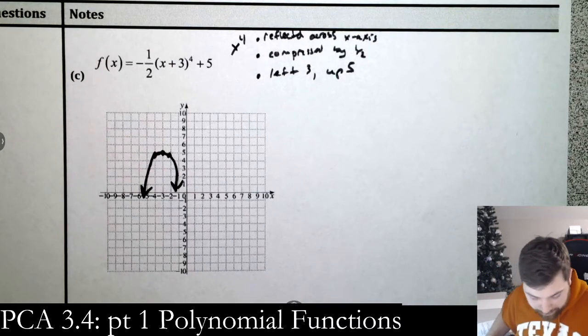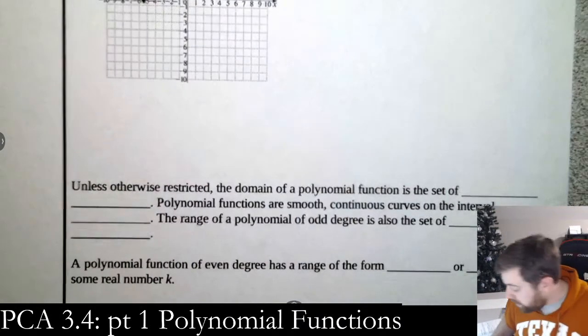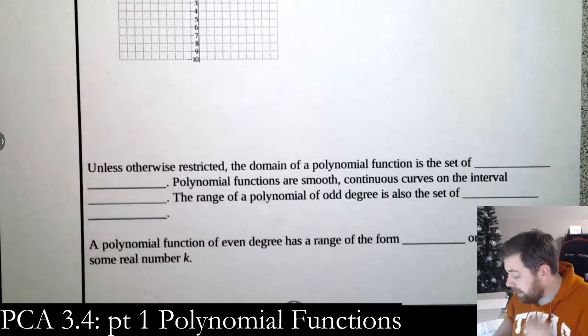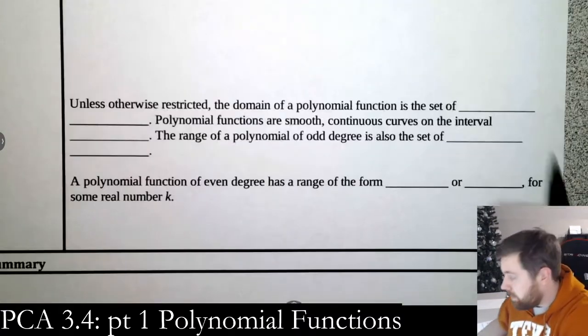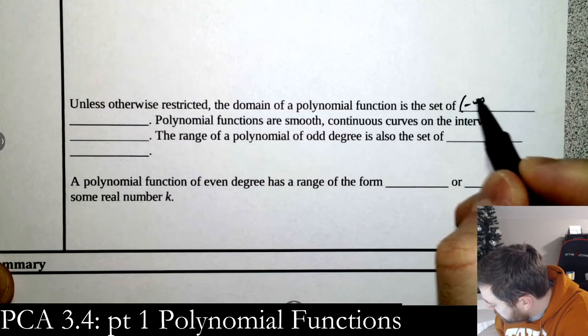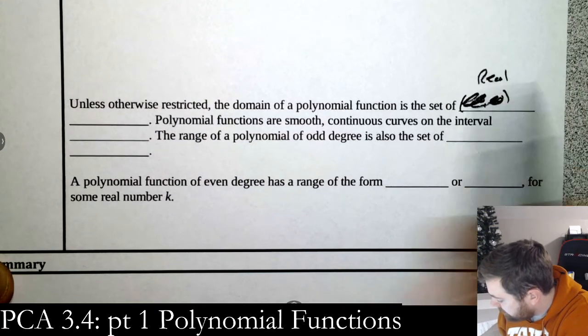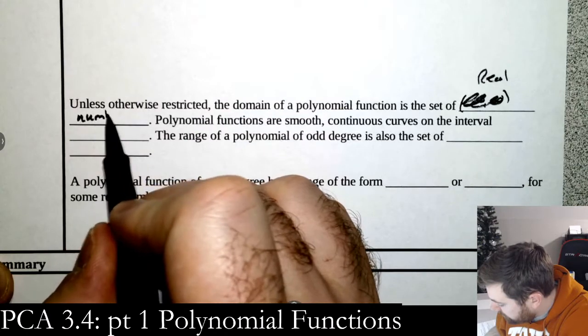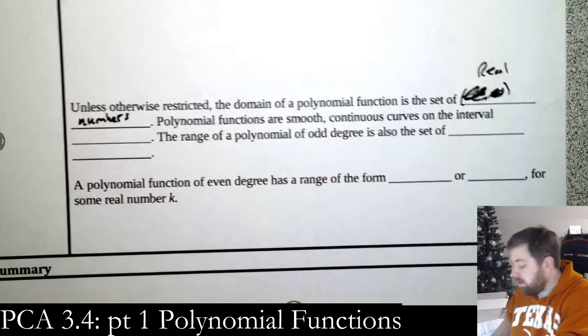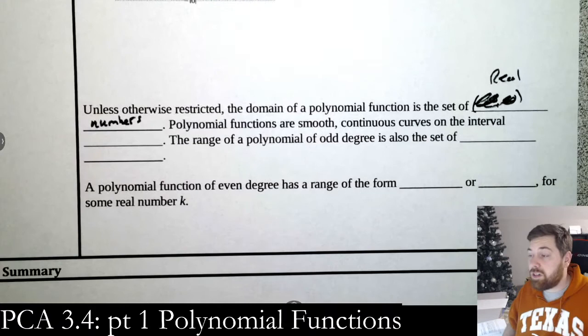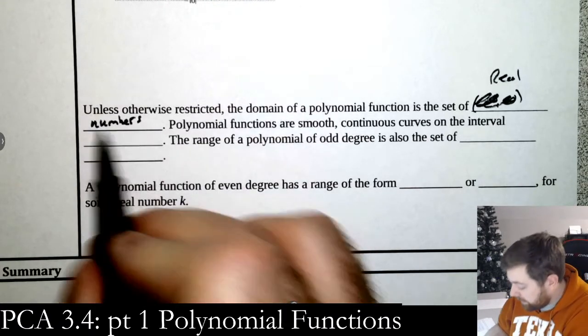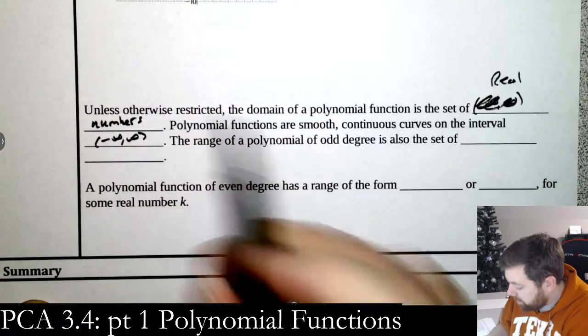Okay? So let's see here. Unless otherwise restricted, the domain of all polynomial functions is going to be the set of all real numbers. Okay, I guess let's just put real numbers. Polynomials are smooth continuous curves on the entire interval. So again, that's on the domain.